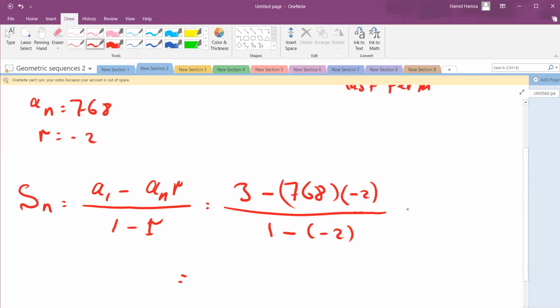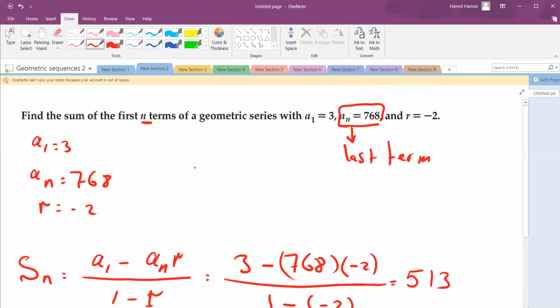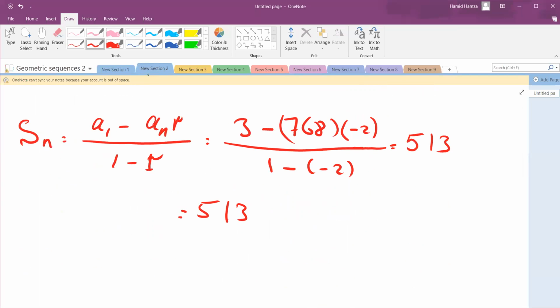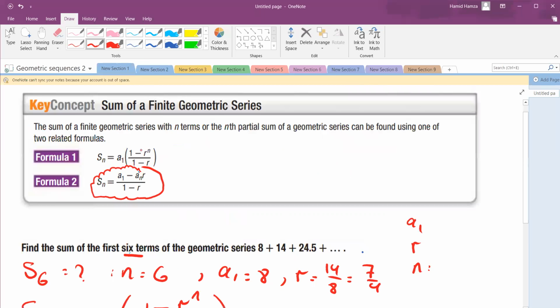513. This is the sum of the geometric sequence which starts with 3 and ends with 768. Now I show you again the difference between these two formulas. If the last term is given, we can use the second one. If the last term is not given, you can use the first formula.